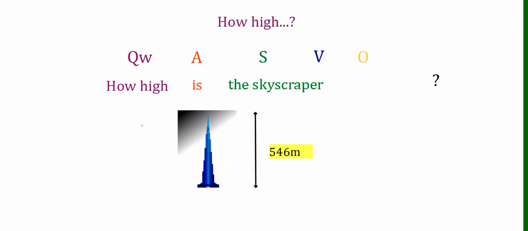The next one, how high is the skyscraper? And we're talking about height. Well, we can see by the picture that it's 546 meters. So when we answer the question, we have to say it's 546 meters high. When we talk about height and how high is the question word, the response should always end in high. So not it's 546 meters. We need to say it's 546 meters high.